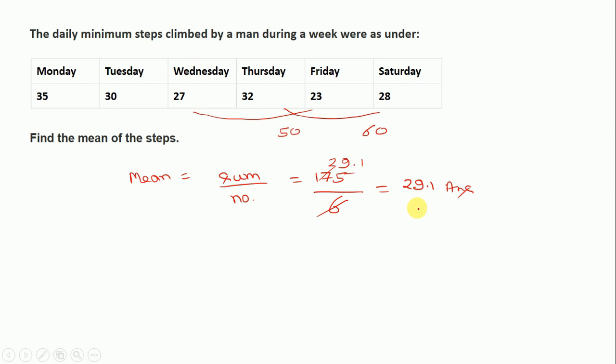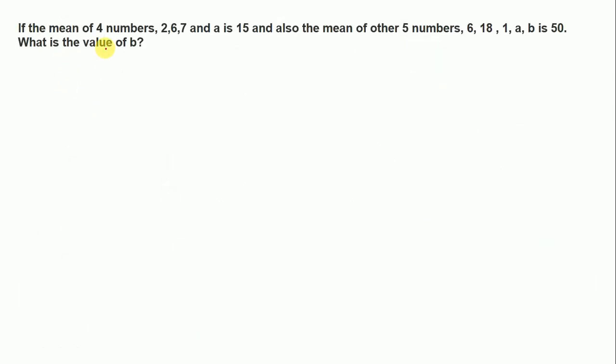So now next question. If the mean of 4 numbers 2, 6, 7 and A is 15, and also the mean of other 5 numbers 6, 18, 1, A and B is 50, what is the value of B? So we have to find the value of B in this question.